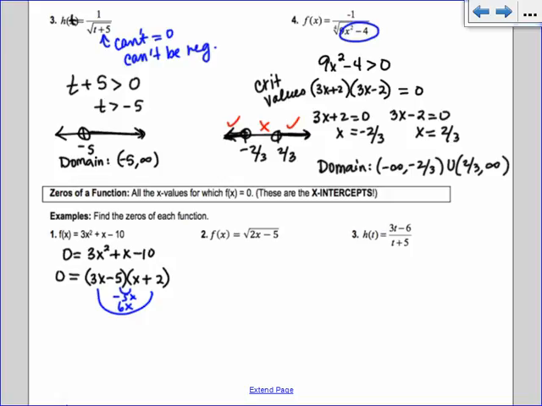So we set each piece equal to 0 and solve. So we end up getting x equals 5/3 and x equals negative 2. So those are x-intercepts. Those are points.